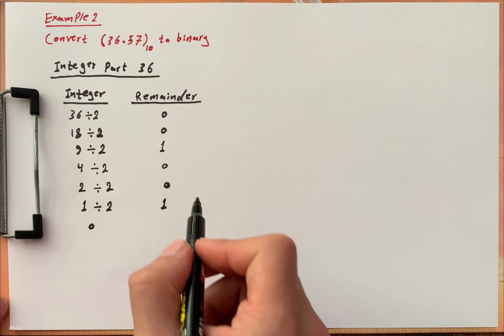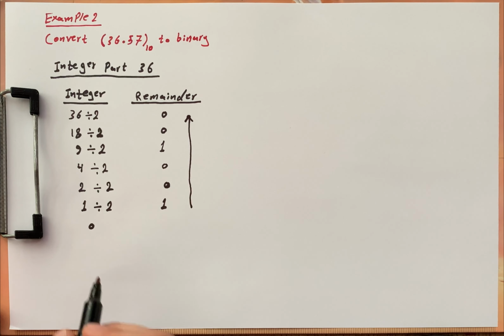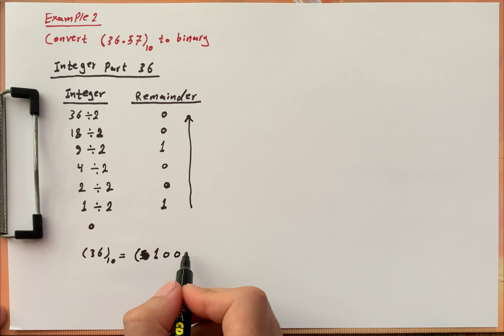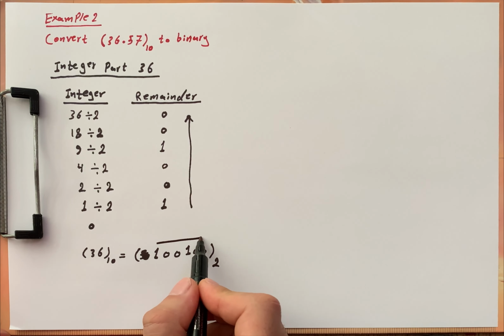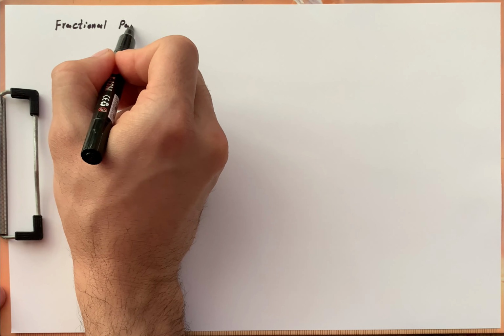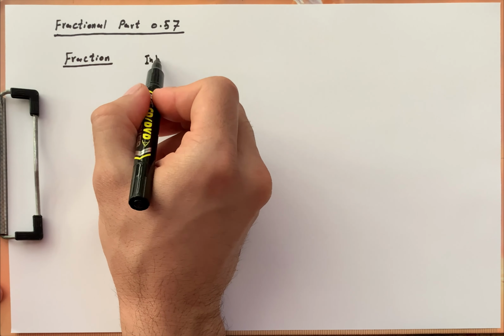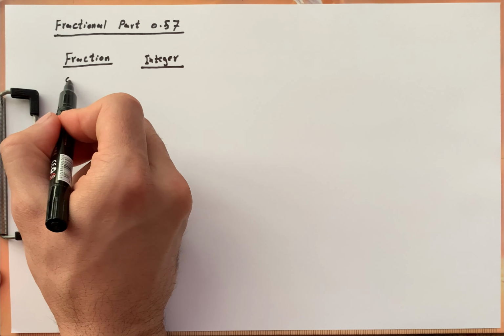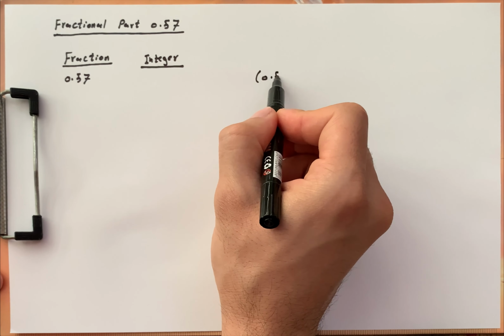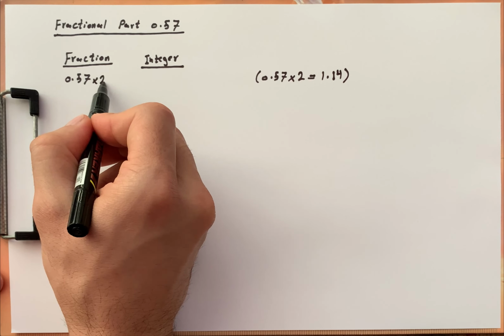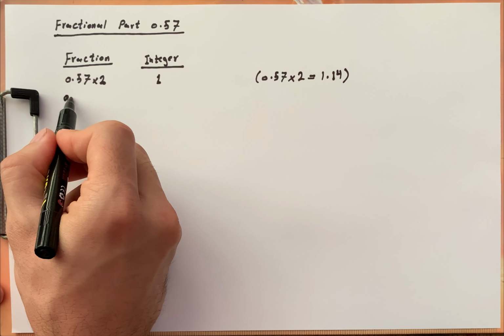Now traverse the remainder column from bottom to top. So the number 36 in decimal is equal to 100100 in binary. Now we will convert the fractional part of the number, which is 0.57. We will make two columns, fraction and integer. Multiply the number 0.57 by the base 2 equal to 1.14. So the integer part is 1 and the fractional part is 0.14.